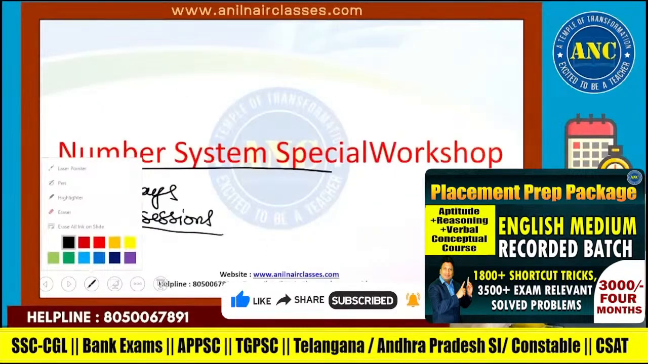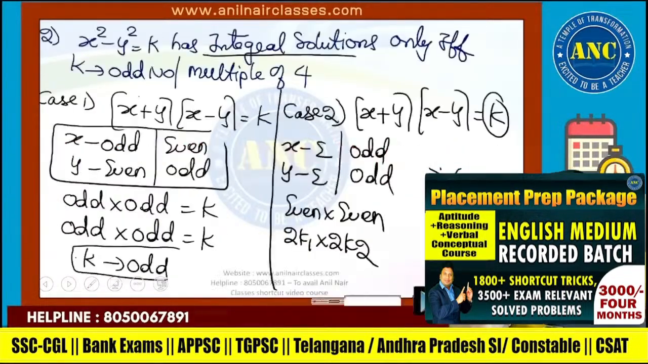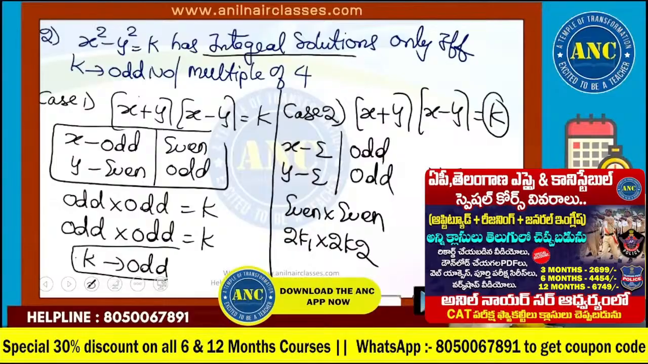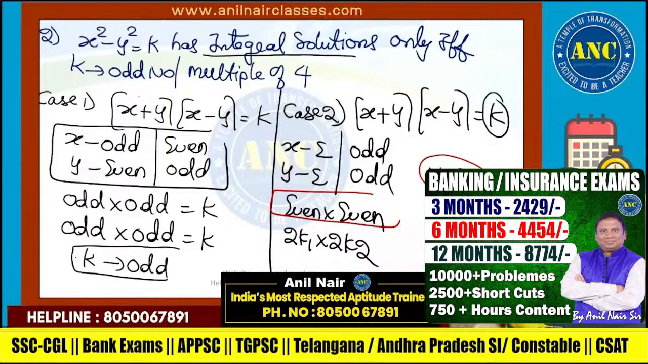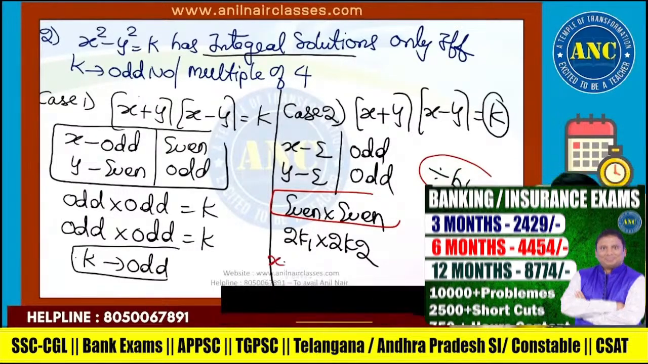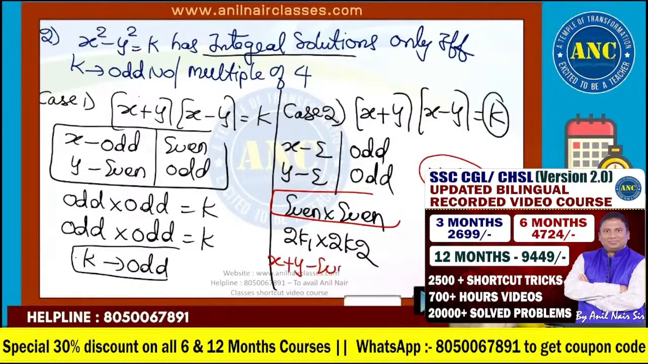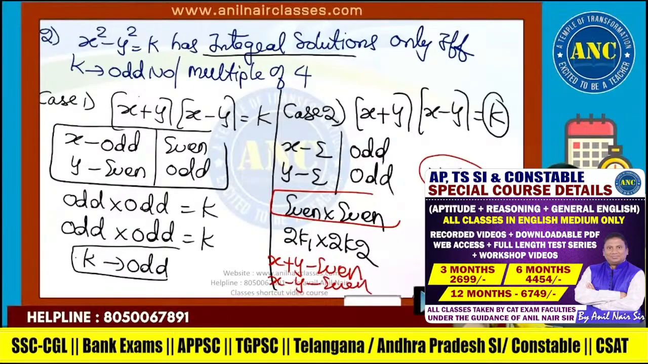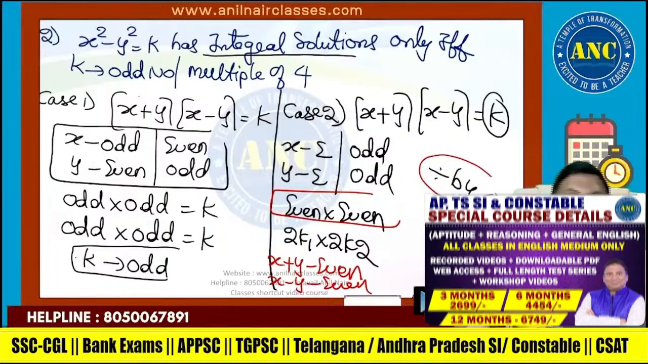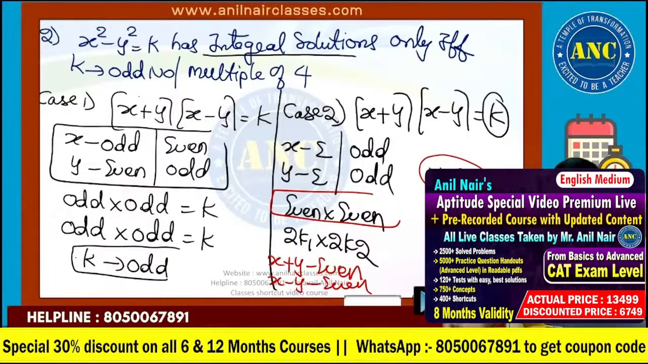That means right hand side will be divisible by 4. Right hand side will be divisible by 4 only when x is even, y is even. X is even, y is even. X plus y will be even. X is even, y is even. X minus y will be even. I hope it is clear. Or x is odd, y is odd. Odd plus odd even, odd minus odd even.